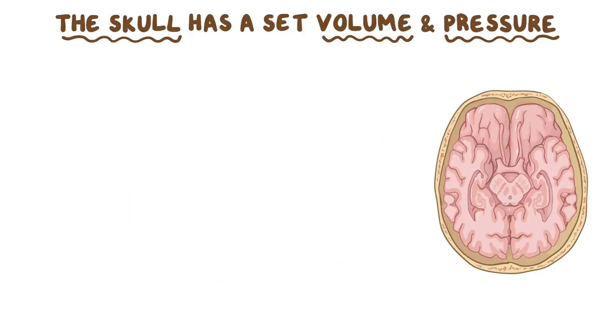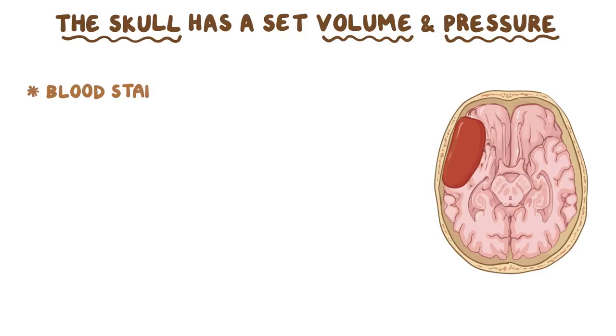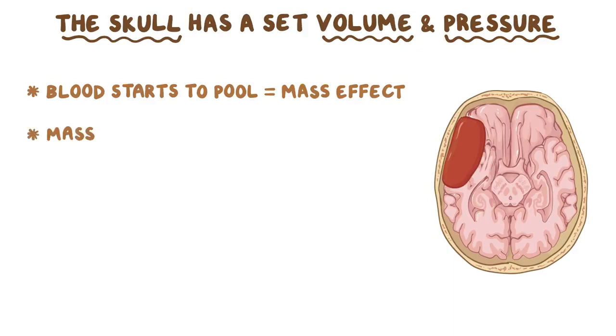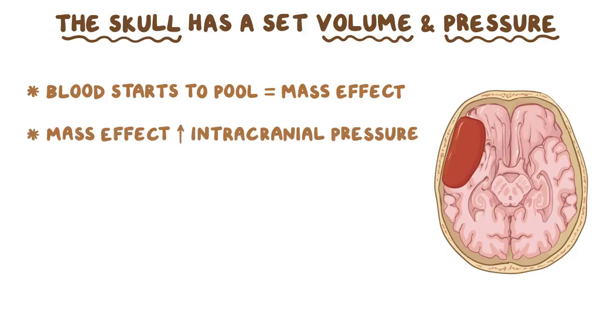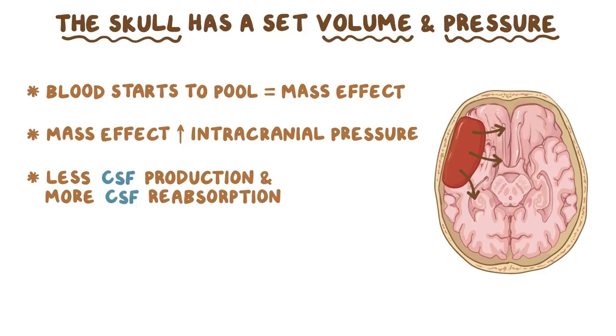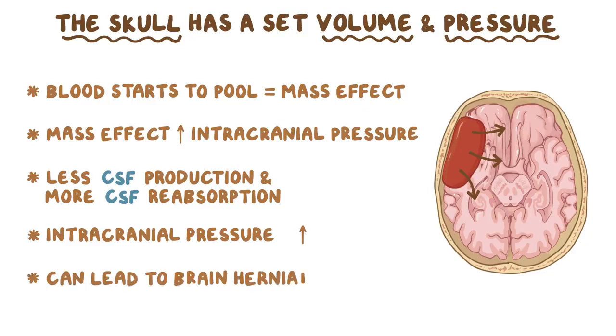For example, when a high-speed golf ball hits you in the head, an artery could rupture within the skull. As the artery bleeds, the blood starts to pool, and that leads to what's called a mass effect within the skull. And that mass effect increases the intracranial pressure. To help reduce the volume and pressure back to normal, there's less CSF production and more CSF reabsorption. Over time, if the arterial bleed continues, then it might overwhelm the body's ability to compensate, and the intracranial pressure could start to get quite high, and that can lead to a brain herniation.